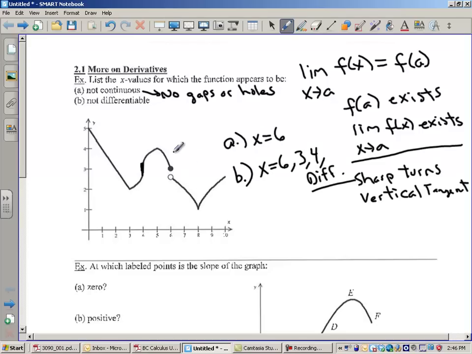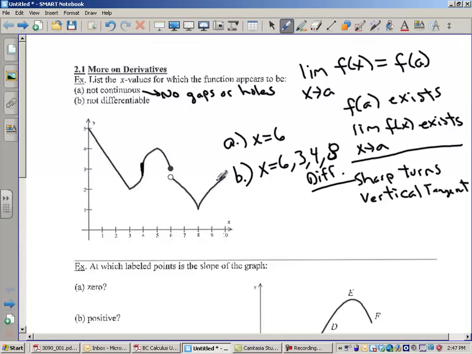Also, I've already included 6, so we're fine there. That doesn't really look like a sharp turn to me. That's supposed to be maybe a flat. So we're scrolling through here, and right here at 8, I've got a sharp turn. So I'm also going to include 8. That would be the places where it's not differentiable. It's not continuous at 6, sharp turn at 3, vertical tangent at 4, cusp or sharp turn at 8.